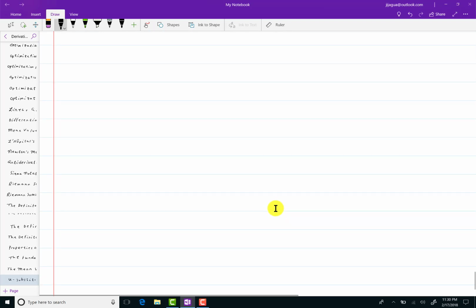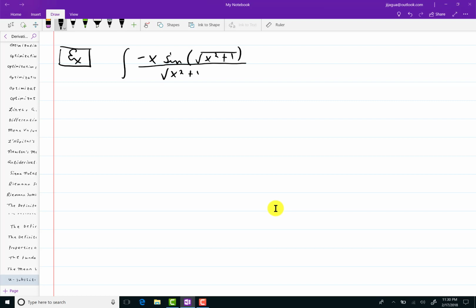However, I will do it the way that I know gives me an answer, and I'll try to explain what I'm up to. Integral, I'll start over again, negative x sine of the square root of x squared plus 1 all over the square root of x squared plus 1 dx. I have a general philosophy on these u substitutions, and the general philosophy is to try to pick as big a u as you can.